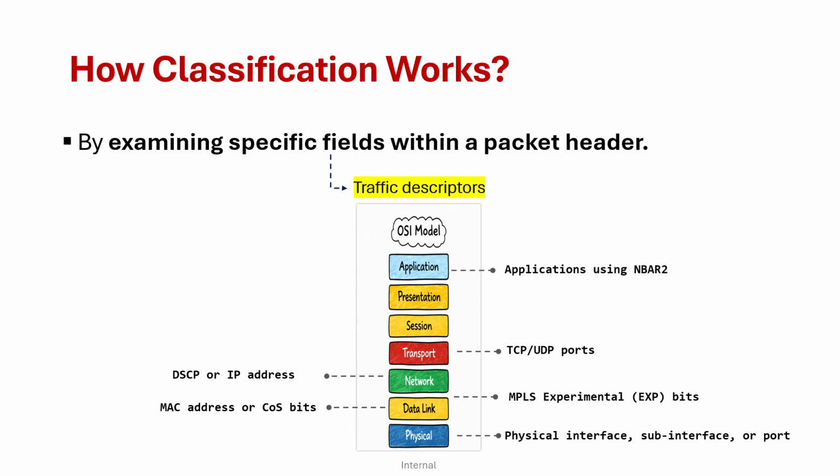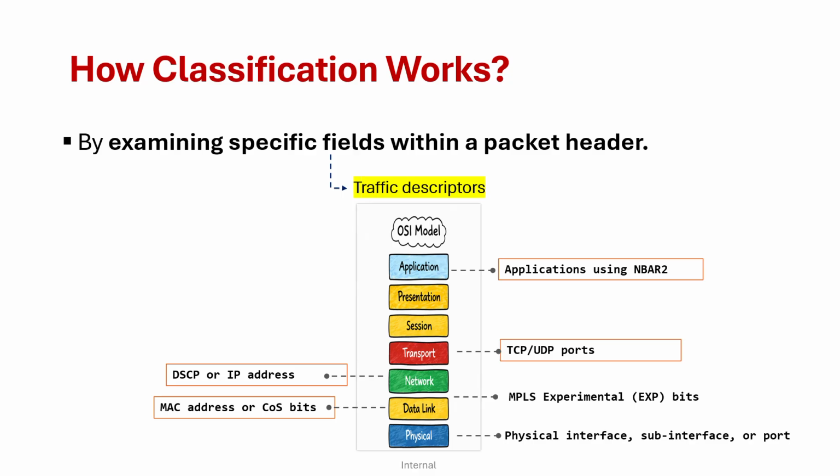A quick overview of what NBAR2 is. It's a next-generation Network-Based Application Recognition, which is a Cisco IOS feature. It's not a protocol, it's a Cisco IOS feature that provides intelligent application-based traffic classification. It can recognize a wide variety of applications like Telnet, SSH, and including those that dynamically use TCP or UDP port numbers. Based on those descriptors, the device assigns the packet to a specific traffic class, allowing QoS policies to be applied. In enterprise networks, the most commonly used traffic descriptors are typically found at layer 2, layer 3, layer 4, and layer 7.